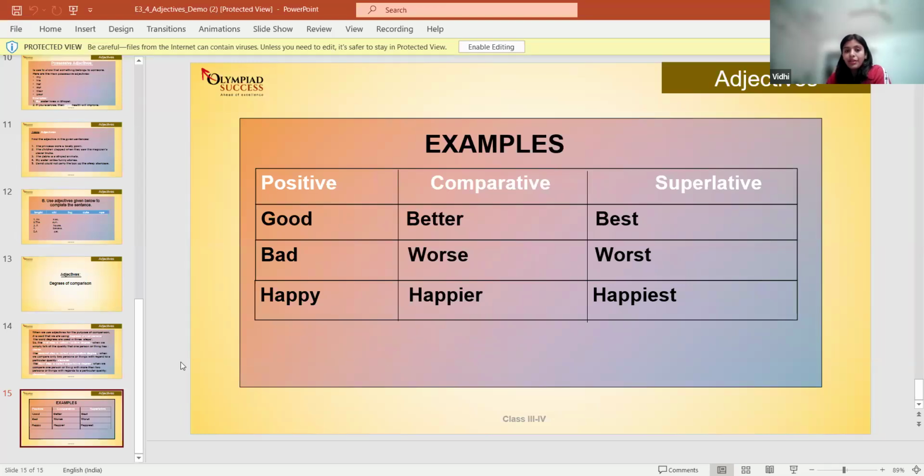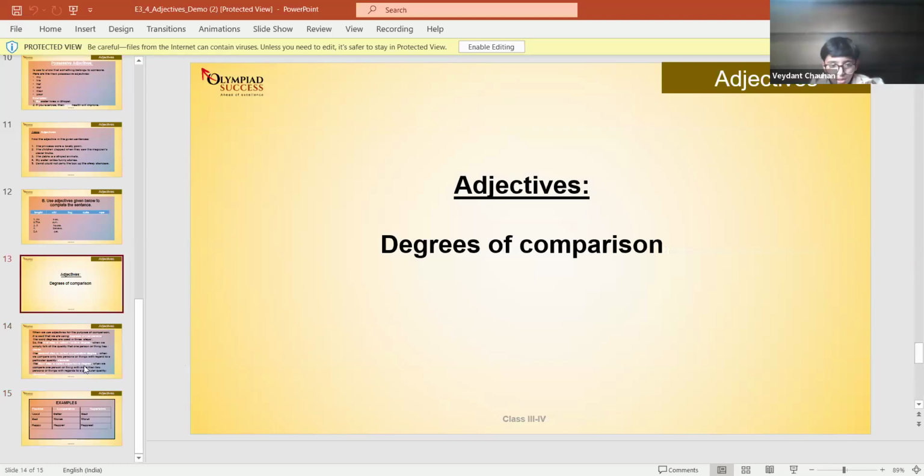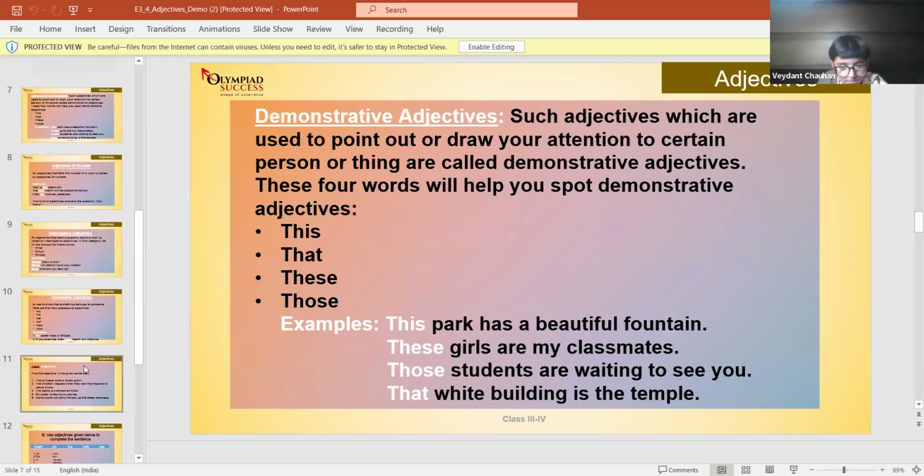So good, better, best, bad, worse, worst. Not good, it is not good, bad, worse, worst. Okay. Good, better, best. Bad, worse, worst.